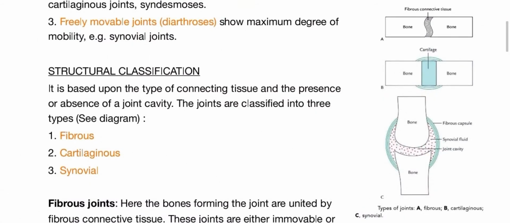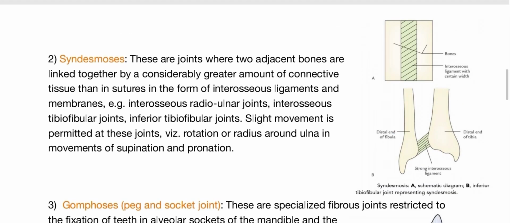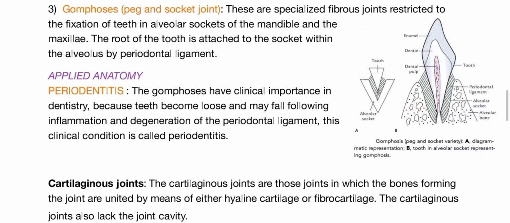So let's see the diagram of the types of joints. In the first diagram, we can see there is fibrous connective tissue between the two bones, and in cartilaginous, there are two bones and cartilage between them, and in synovial joint there are fibrous capsule, synovial fluid and joint cavity between two bones. The next diagram is of syndesmosis, in which A is a schematic diagram and B is inferior tibiofibular joint representing syndesmosis, and this is a diagram of gomphosis. It is a peg and socket variety, and A is a diagrammatic representation and B is tooth in alveolar socket representing gomphosis.